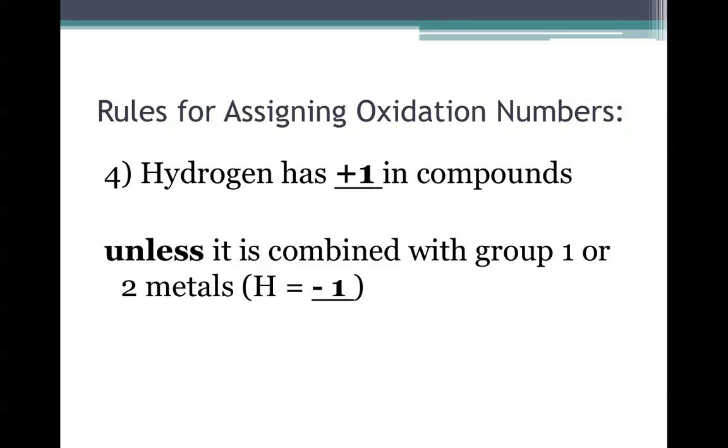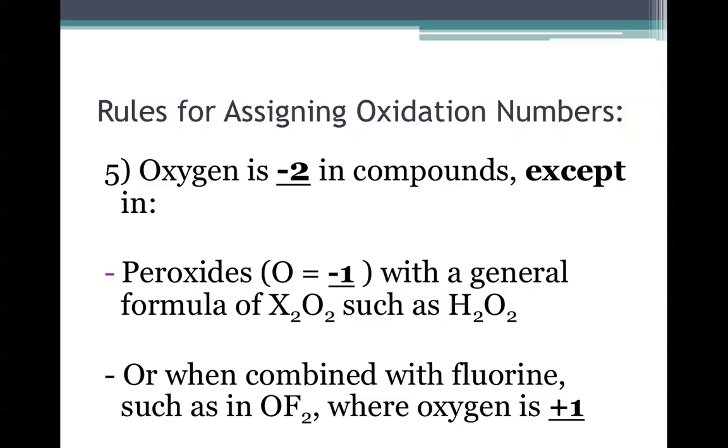Alright, moving on. Hydrogen is going to be +1 in compounds, with the exception of when it's combined with a group 1 or group 2 metal. This is called a metal hydride. This is when hydrogen is going to take on a -1 charge, and that just has to do with electronegativities, and we'll discuss that a little bit further in class as well. But most of the time, hydrogen is going to be +1.